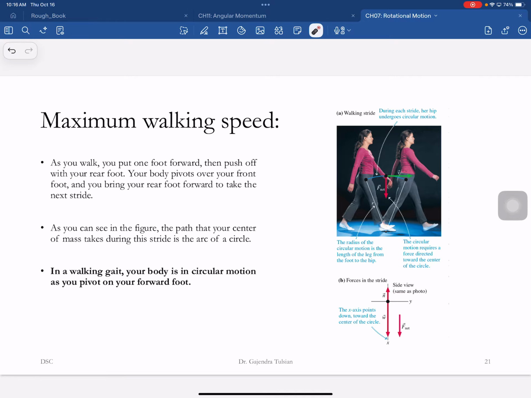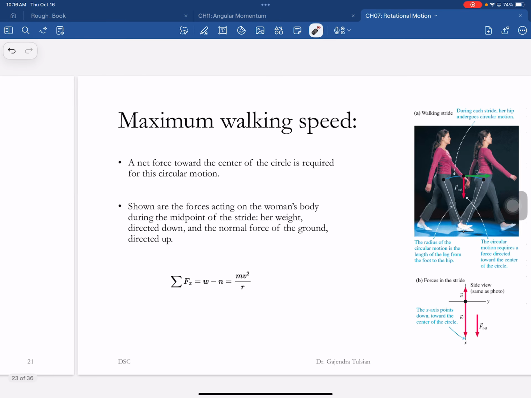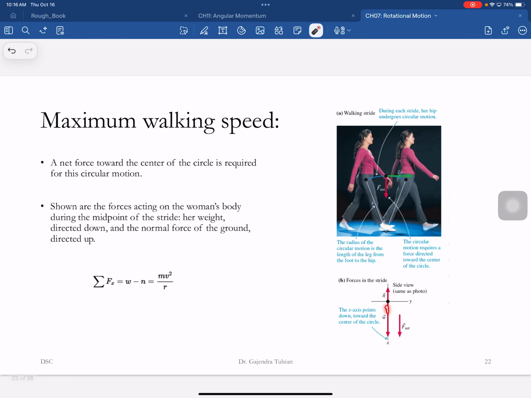In a walking gait, your body is in a circular motion as you pivot on your front foot. So there's your weight minus the normal force providing you the centripetal force, and that's equal to m v squared by r. So the maximum walking speed comes when N is 0.